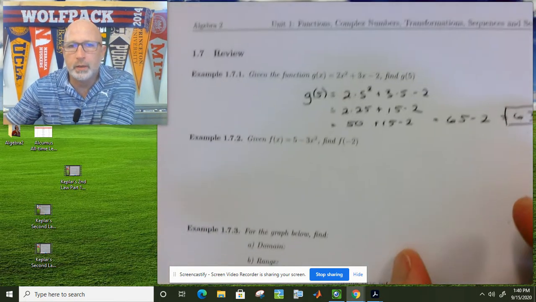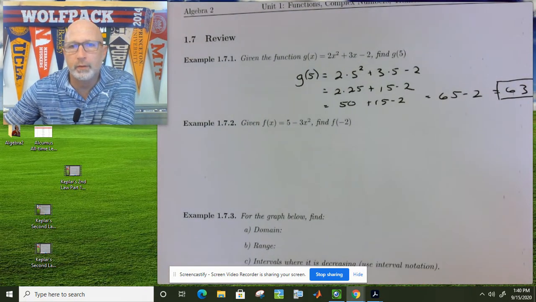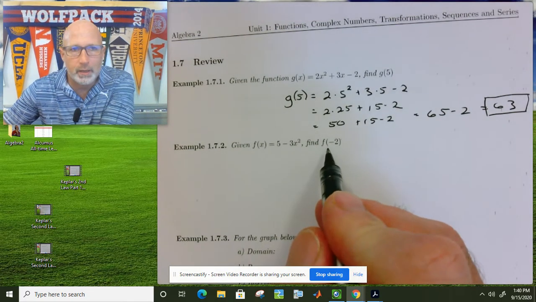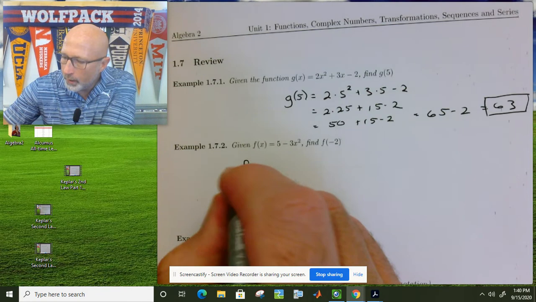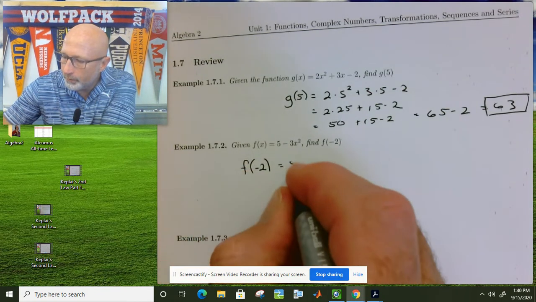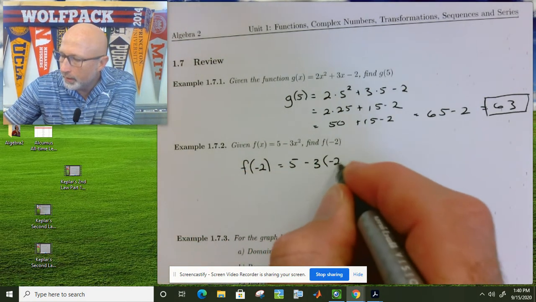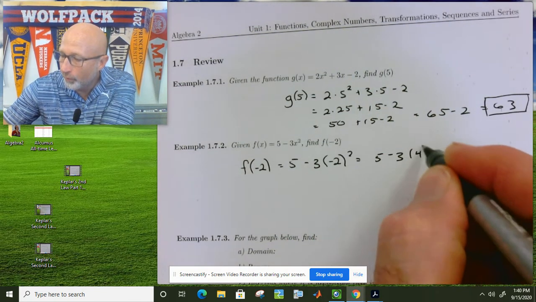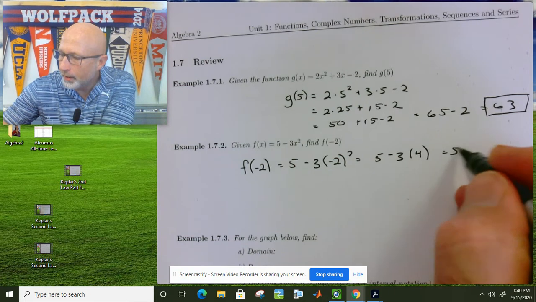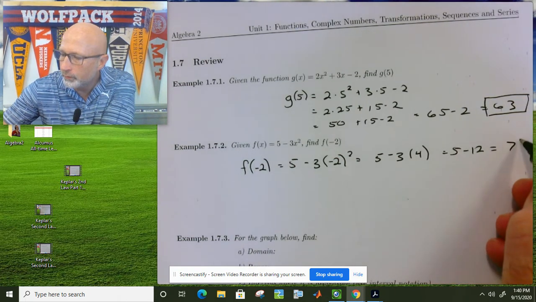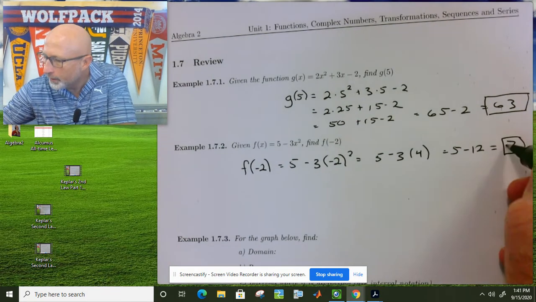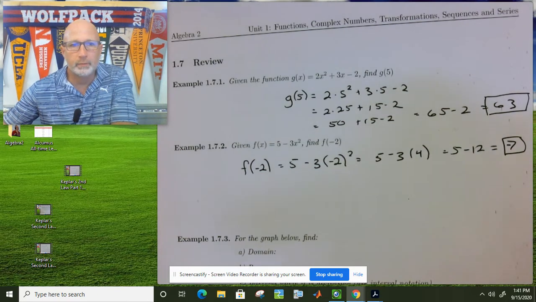Okay, next question. Given that f of x is equal to 5 minus 3x squared, find f of negative 2. So you do have to be careful with the negatives plugging in here so you don't lose them. So f of negative 2 is equal to 5 minus 3 times negative 2 squared, which is 5 minus 3 times 4, which is 5 minus 12, which gives you negative 7. Sorry, negative 7, not 7. 5 minus 12 is negative 7.